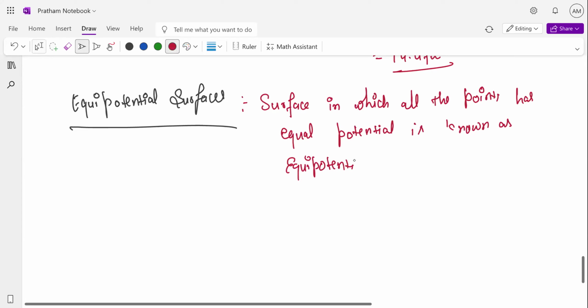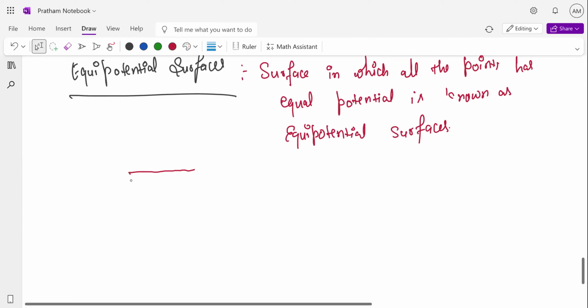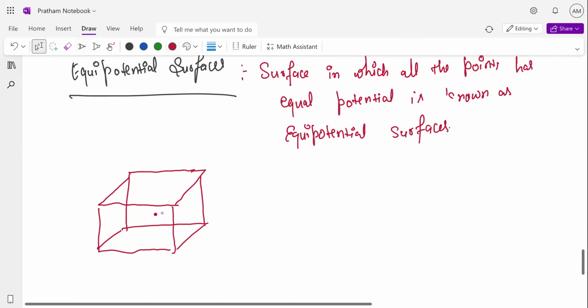I'll give some examples, and the rest we'll discuss in the next class. Let's say I have this cube surface, and I put a charge inside, at the very center. Will the cube act as an equipotential surface? No, right.